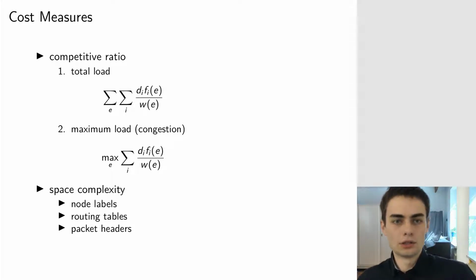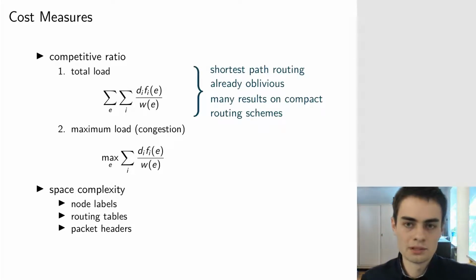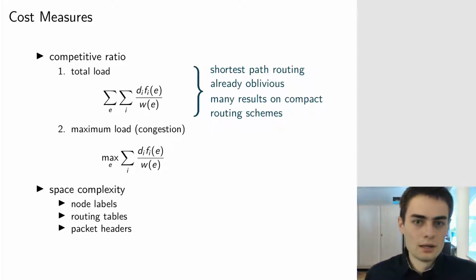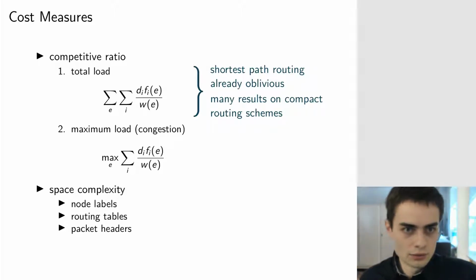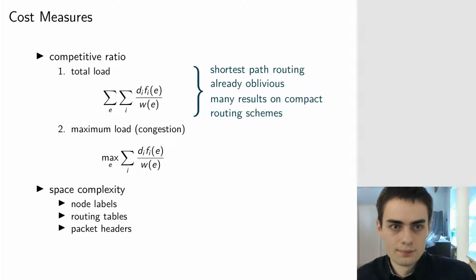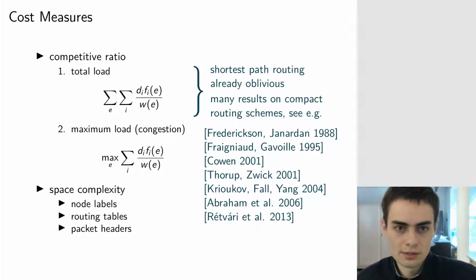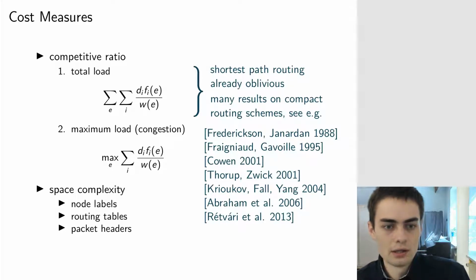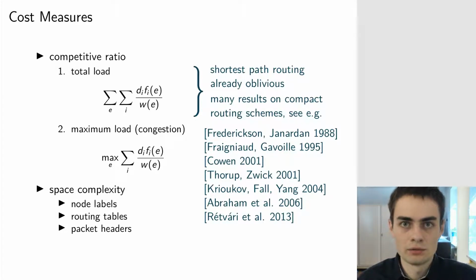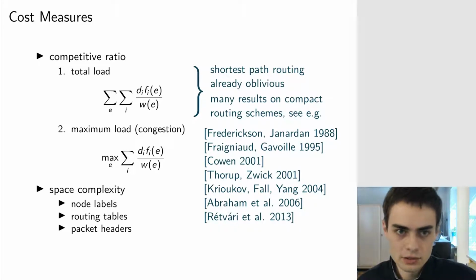For the cost measure total load, there have been many results on this. So if you're doing shortest path routing, which optimizes for total load, this is already oblivious. There has been a lot of research into this cost measure, specifically into doing compact routing schemes, optimizing for total load. So this is a selection of results. In particular, there have been trade-offs identified between the competitive ratio of the algorithm and the amount of routing information that you need. So that's the cost measure total load.